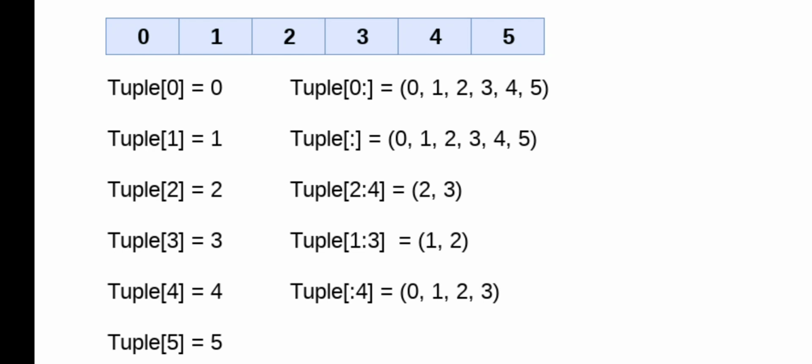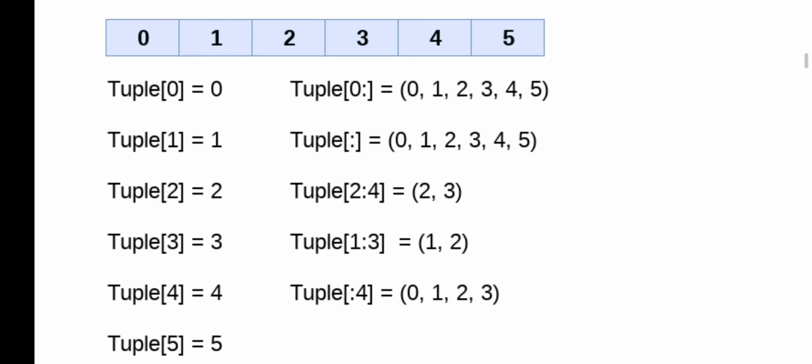Now here you see in this example, I have given 0 colon, and the ending I have not given. If you have not given the ending, you know what it means: whatever elements are there from starting to ending, all those elements are printed on the screen. Now the second one, only colon I have given, so all the elements are printed.